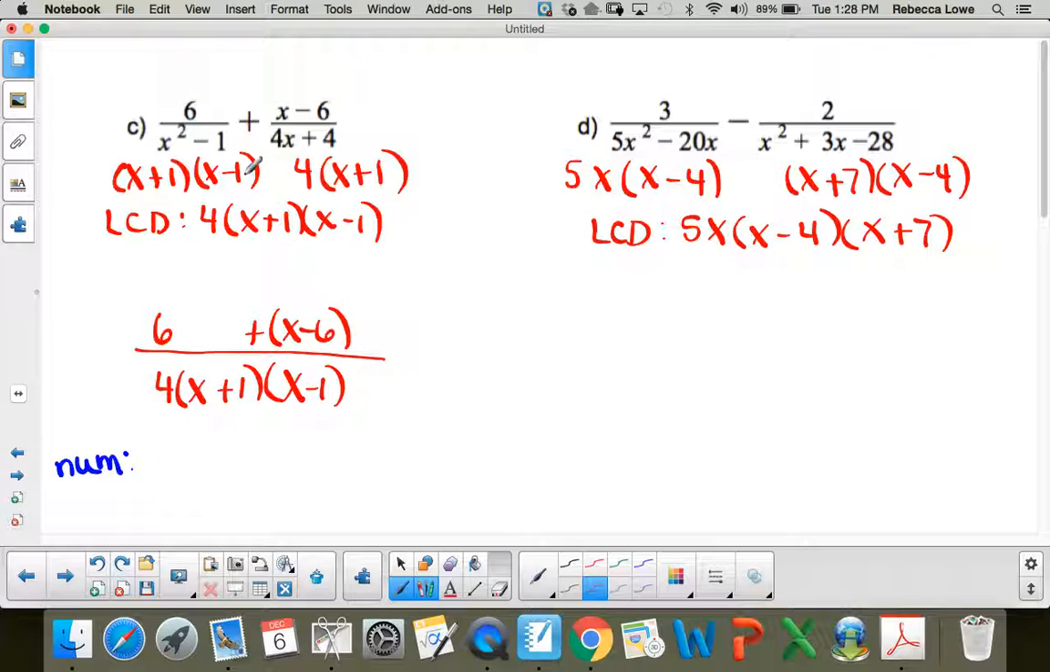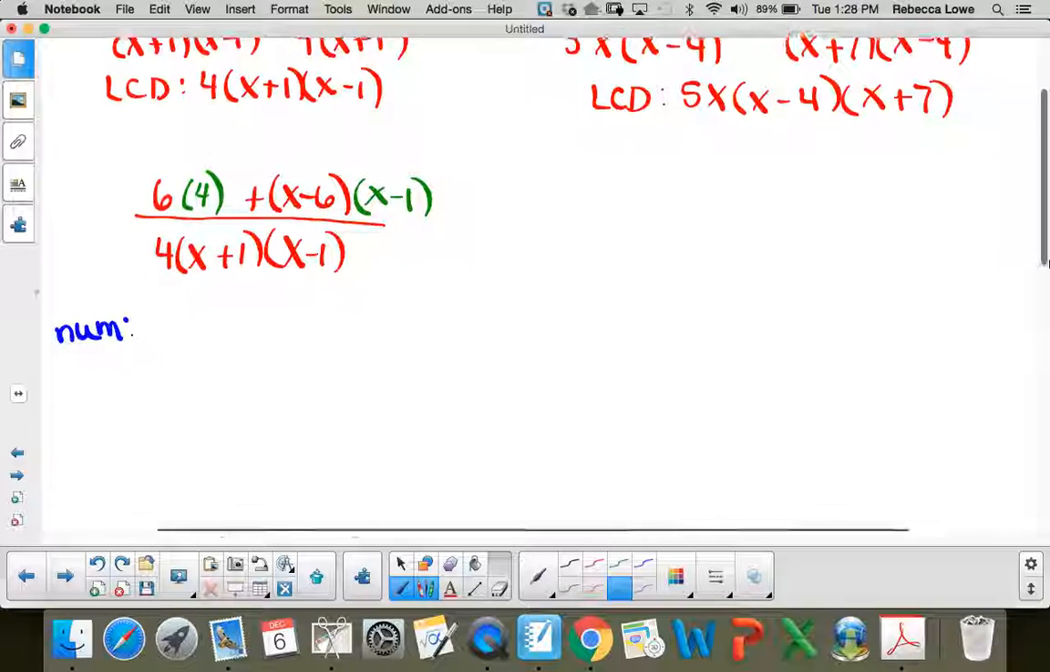Now I have to figure out what to multiply each numerator by, and I do that by determining what each fraction is missing from the least common denominator. So the 6 has a denominator of x plus 1, x minus 1, so it's actually missing from our least common denominator the 4. So I'd multiply the 6 by the missing 4. And in the second fraction, the denominator is 4 times x plus 1, so it's missing from the LCD x minus 1. So I multiply the numerator of the second one by x minus 1.